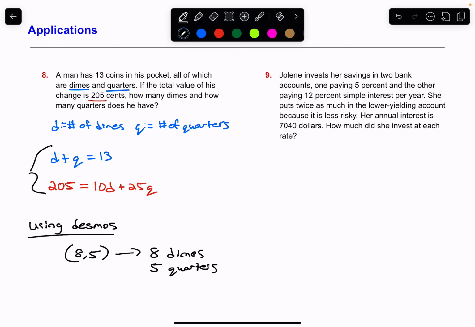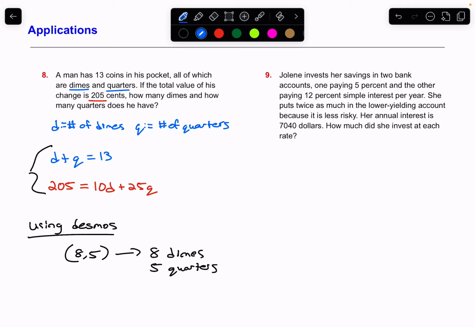Now number 9. It says Jolene invests her savings in 2 bank accounts, one paying 5% and the other paying 12% simple interest per year. She puts twice as much money in the lower yielding account because it is less risky. Her annual interest is $7,040. How much did she invest at each rate?